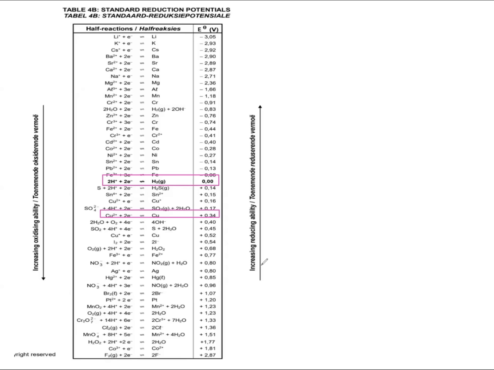So we can see that the strength of the reducing agent is increasing from the bottom all the way to the top, meaning this is weak and this is strong, right? Strong reducing agent, weak reducing agent. So we're going to say copper. Remember, when we are talking about reducing agents, we are talking about these ones on the right here. So copper is a weaker reducing agent than hydrogen gas.